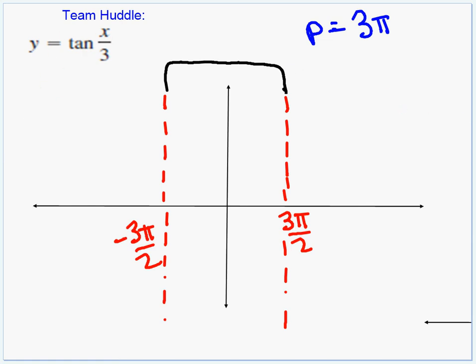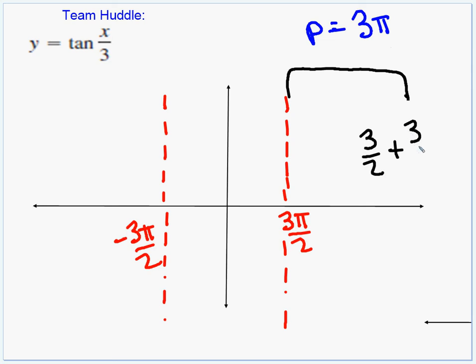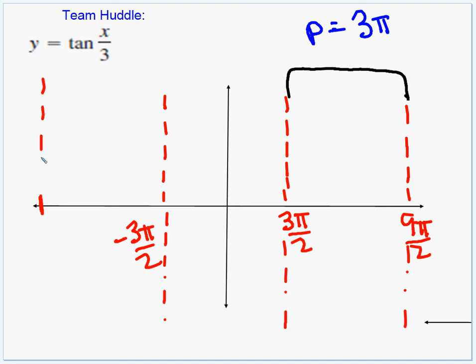Let's find a couple more. So if I'm at 3/2, and I'm going to add to that a jump of 3 over 1, or we could think about that as 6 over 2. 3/2 plus 6/2 is 9/2. Our next VA will be at 9/2 pi. And we will also see the one over here reflected negative, because this is symmetric about the y-axis. Negative 9 pi over 2.